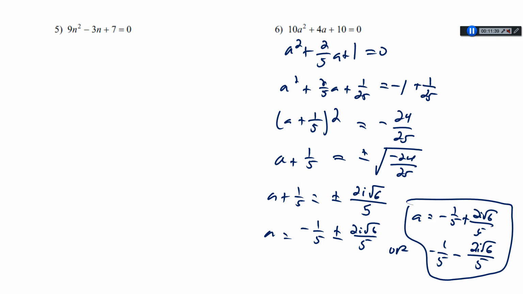Not too bad. All right, hope that you guys learned something by doing these. So you should get the same answer when you do either completing the square or quadratic formula. Sometimes you have to simplify at the end just to make sure you have the same answer, but that's really all there is to it.